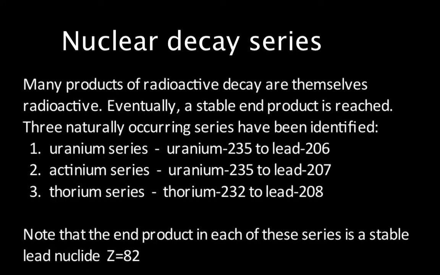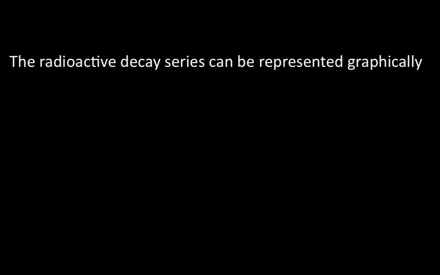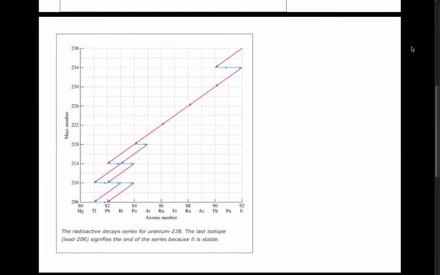Many products of radioactive decay are themselves radioactive. Eventually, a stable end product is reached. Three naturally occurring series have been identified: uranium, actinium and thorium series. You'll note the end product of each of these is lead. And these can be represented graphically.